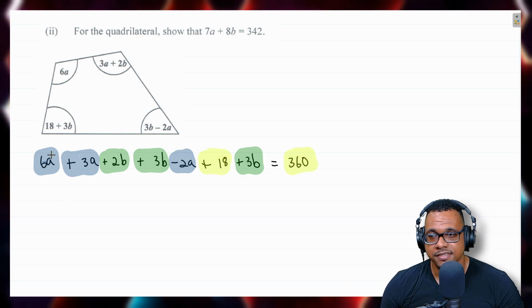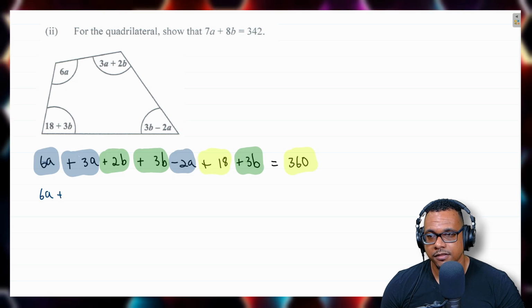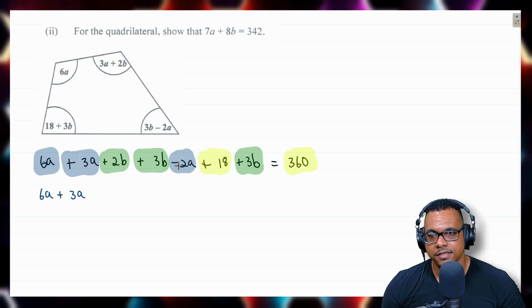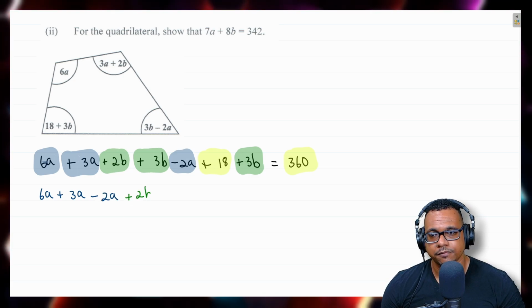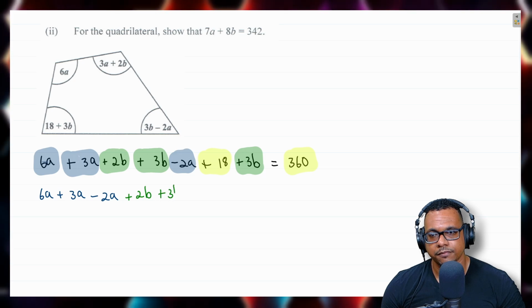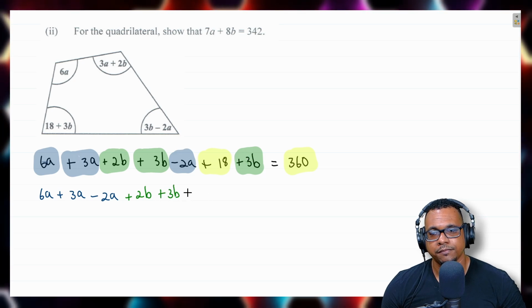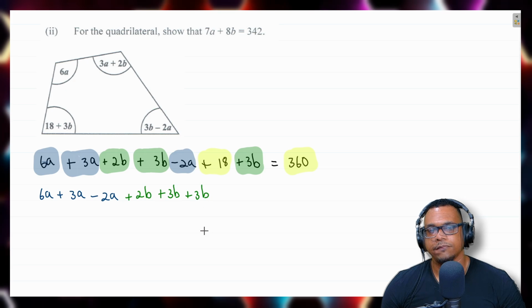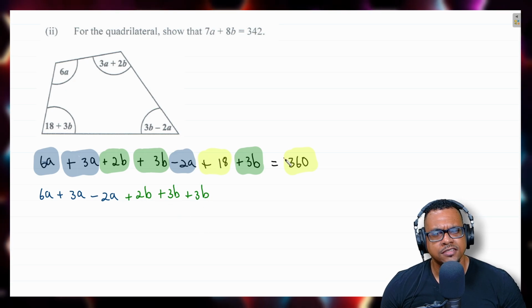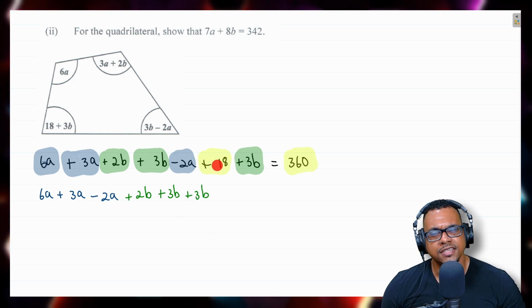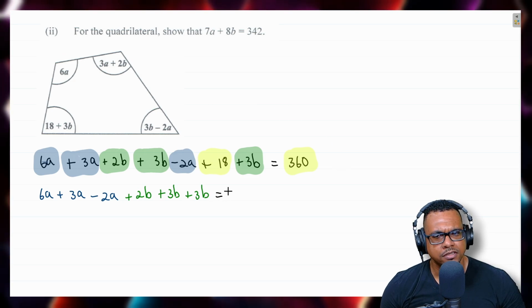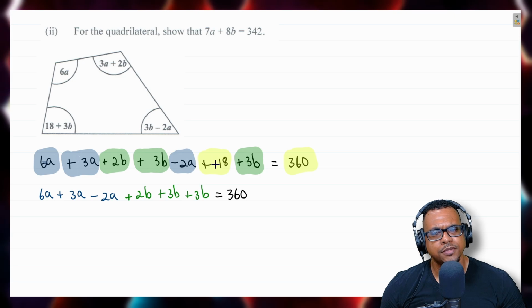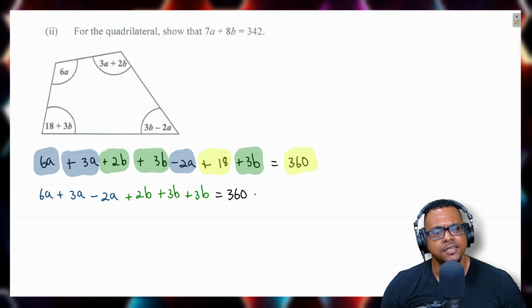So for my like terms, I have this 6a plus this 3a, take away this 2a. Then for the b's, we have positive 2b plus 3b plus this 3b here. And then all that remains now is the constants. So I'll transfer this positive 18 across the equal sign and turn it to negative 18. So I'll put this equal to 360 and transfer the positive 18 across, turning it to negative 18.